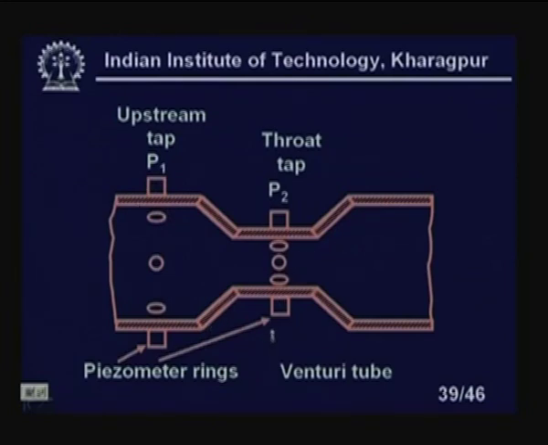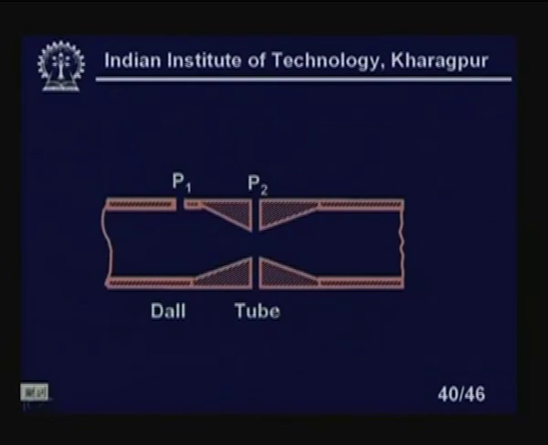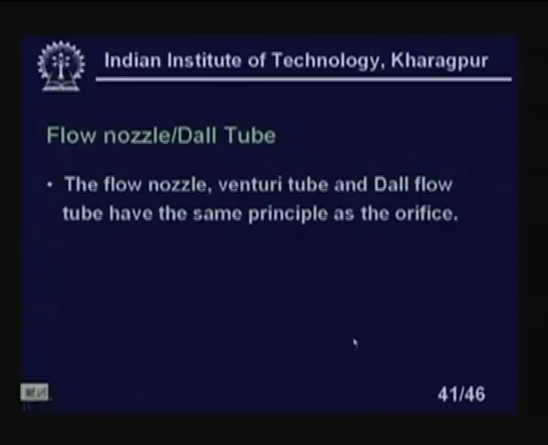Now, this is the dall tube. We have a pressure tap here, P1, and a pressure tap here, P2. There are some relative advantages and disadvantages of these types. Let us first discuss and compare the flow nozzle and dall tube, then we will discuss the venturi in detail. The flow nozzle, venturi tube and dall flow tube have the same principle as the orifice.